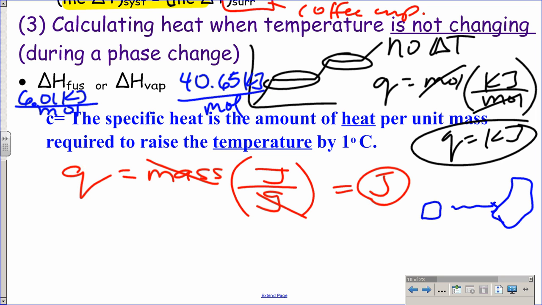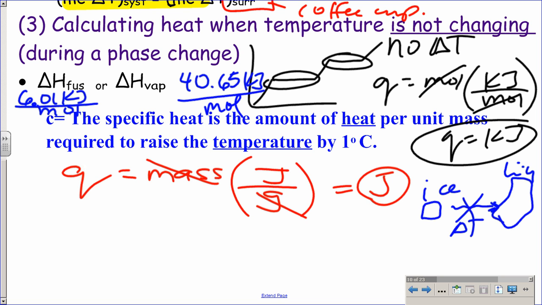What did I do? Ice to liquid. There you go. Phase change. No delta T. Something like that. You can get crazy with it, or you can draw yourself a little heat diagram here, a heat curve with the circle phase diagrams. Whatever floats your boat.